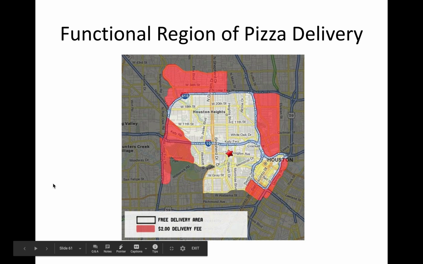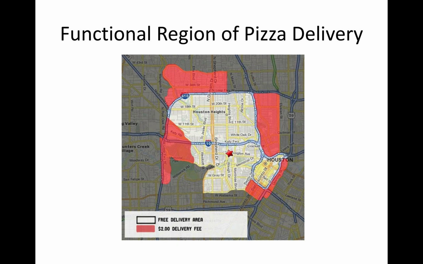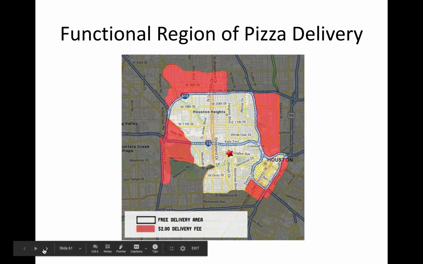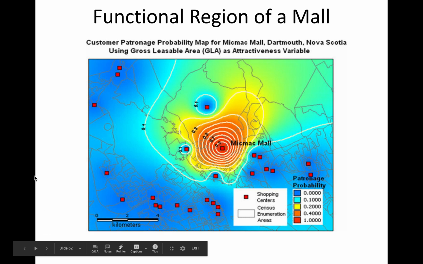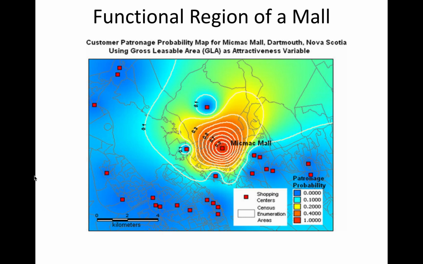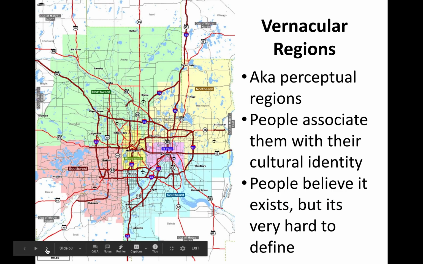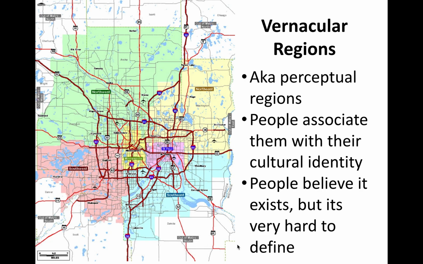We can look at pizza delivery, and here again we're looking at pizza delivery where it's free, so it has a larger concentration of people buying pizza, and we see distance decay where there's a delivery charge added in the red. We can look at the functional region of a mall. Again, the epicenter or node of the mall is going to have the highest concentration of patronage, or people buying products, and then as you get further away, fewer people. Distance decay.